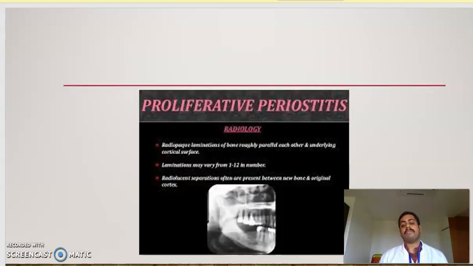When we look at the röntgenographic features of proliferative periostitis, radiopaque laminations of bone lie regularly parallel to each other and to the underlying cortical surface. Laminations may vary from 1 to 12 in number. Radiolucent separations often are present between the new bone and the original cortex.